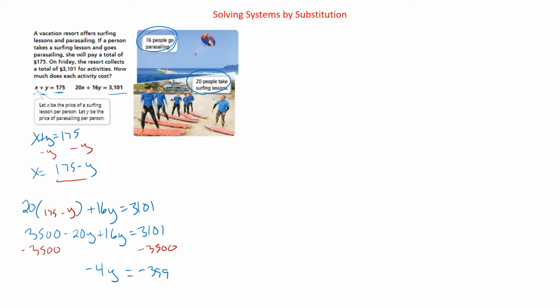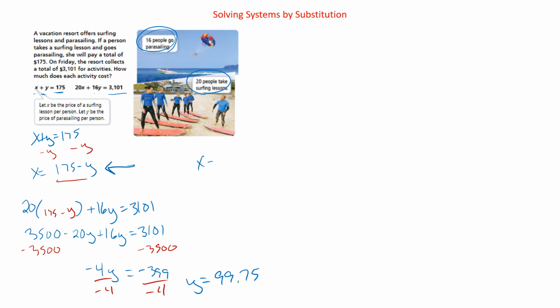And next step, divide by negative 4. It's good that they're both negative because then they end up as a positive. And we get y equals 99.75. Costs $99.75 to go parasailing. Okay, we can plug that in to one of our equations. I recommend plugging it into this one right here because 175 minus 99.75 is going to be definitely the easier equation to deal with here.